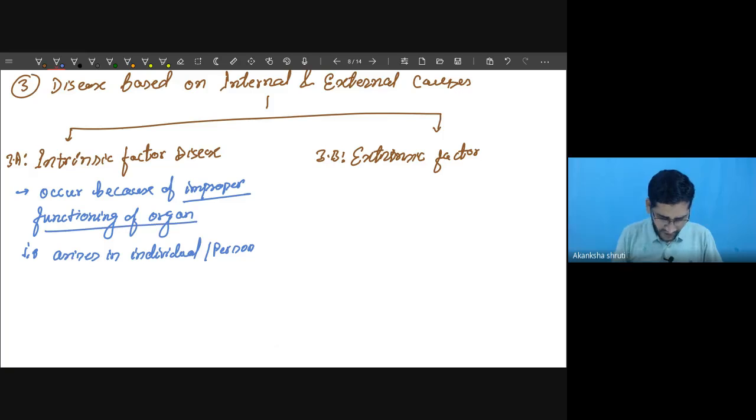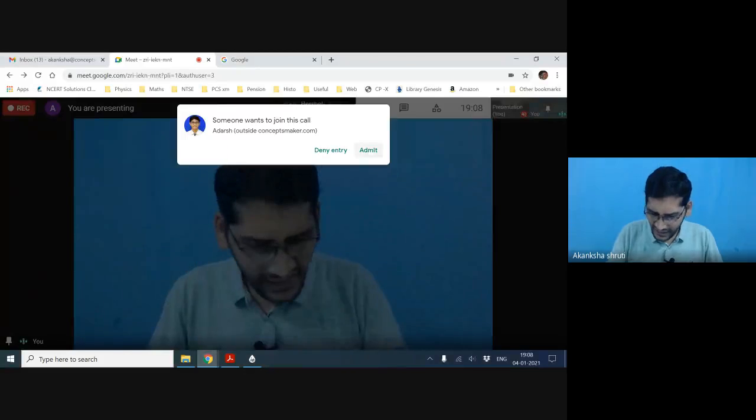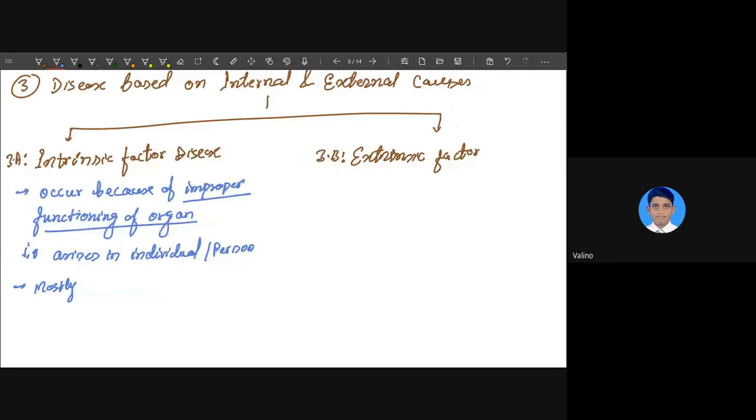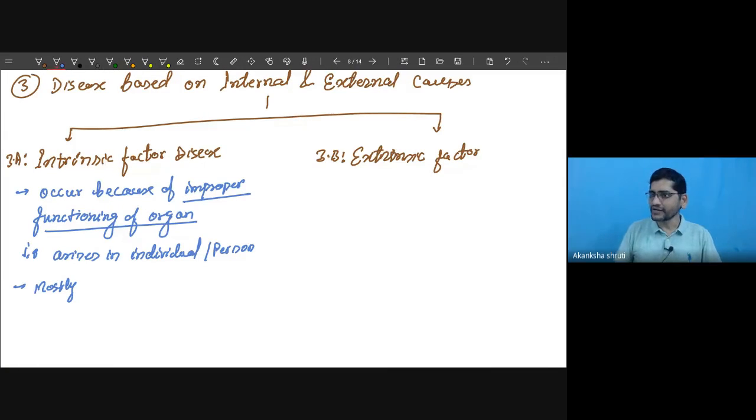Improper functioning of organ. So these diseases are mostly in which category? Communicable or non-communicable? They are mostly non-communicable or non-infectious because it is an organ disorder. So once the organ gets corrected, the individual will get rid of that disease, and such diseases are not transmitted. So mostly non-communicable disease.